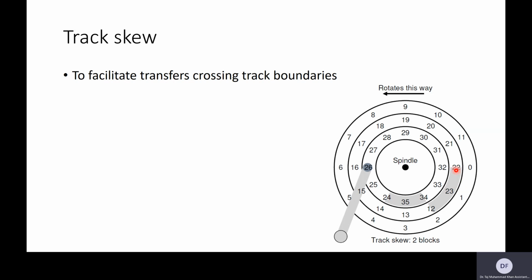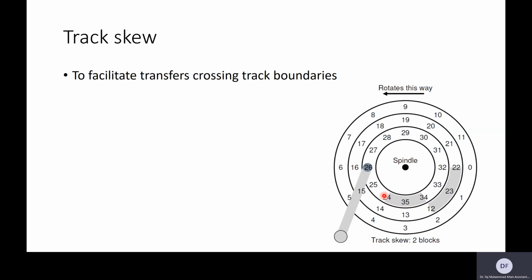As you can see, 22 and 23 end here on the middle track, and 24 does not start immediately after 23. This is sector number 23. After 23, sector 24 does not start immediately on the next track right here. 24 is slightly skewed, after a certain delay. 24 starts here. This is sector number 24.